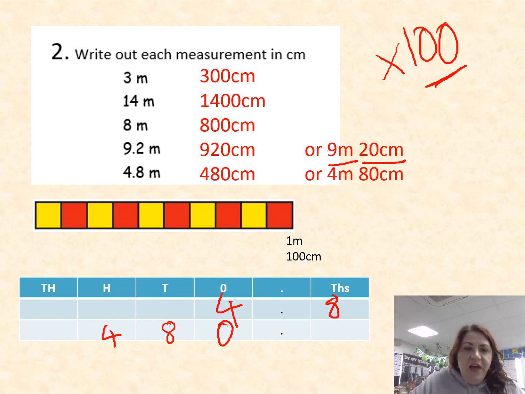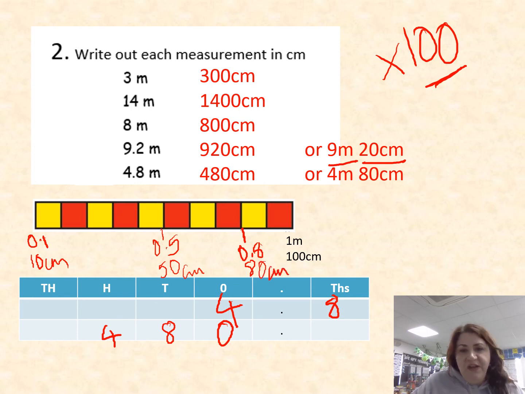And you can think of that as 0.1 would be 10 centimetres, wouldn't it? So our 0.5, for example, 0.5 would be 50 centimetres. So our 0.8 would be 80 centimetres. So you could think of it like that as well. So 480 centimetres or 4 metres, 80 centimetres.